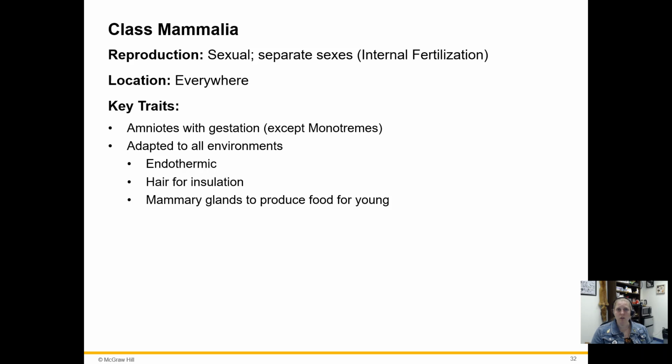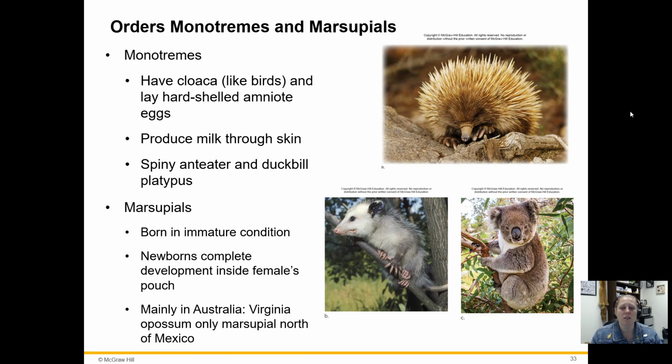So no more scales, no more feathers. We are seeing hair now. Okay, so let's talk about the three different orders or subsets of classes of mammals. Our first is our monotremes.